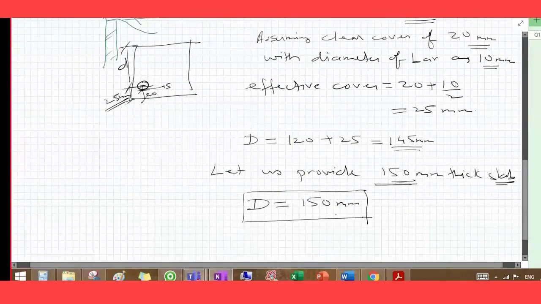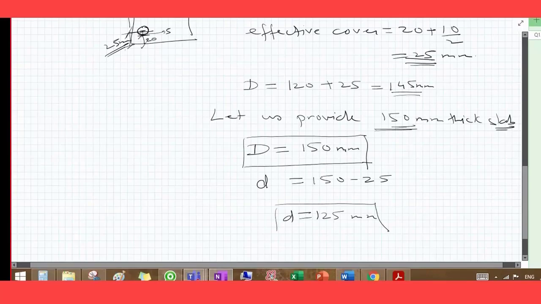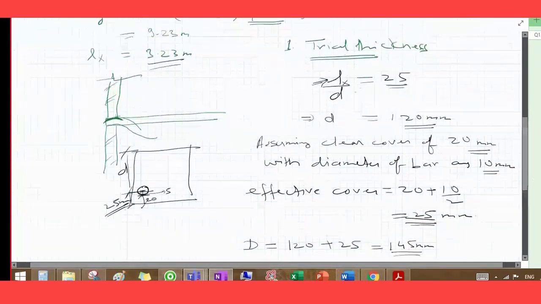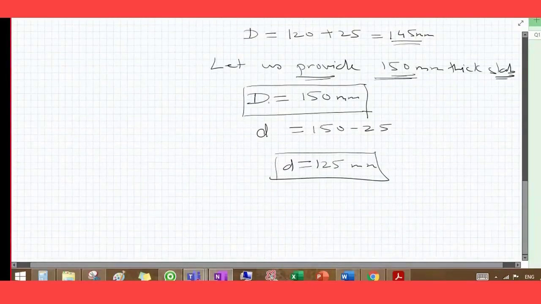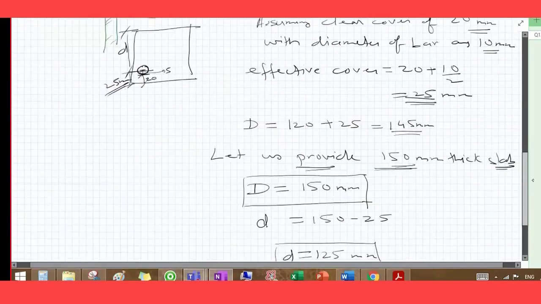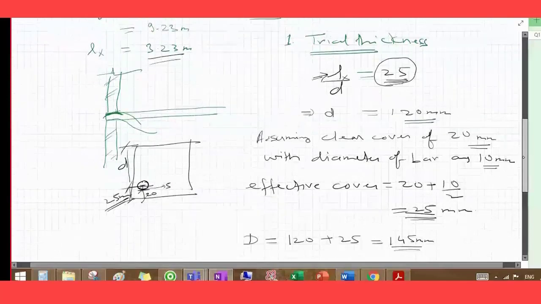If I provide D equal to 150 mm, your revised effective depth D becomes how much? 150 minus effective cover of 25 mm. So 150 minus 25. So the overall depth which you are having is 150 mm and effective depth is 125 mm. Here I had done some computation in order to arrive at the overall depth. It is just giving me guidance, this step whichever I have written here, Lx by D equal to 25, because this value is also based on assumption of modification factor, which I'm going to confirm later.